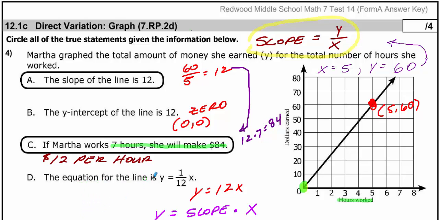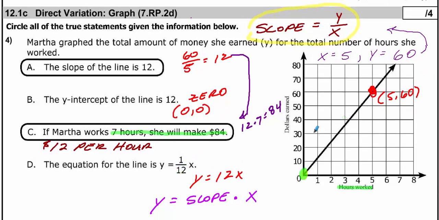Finally, D, equation of the line. y equals 1 over 12x. That's not true. Here, once again, is our equation of a line. Our equation is always y equals the slope times x. Since the slope was 12, the correct answer is y equals 12x.